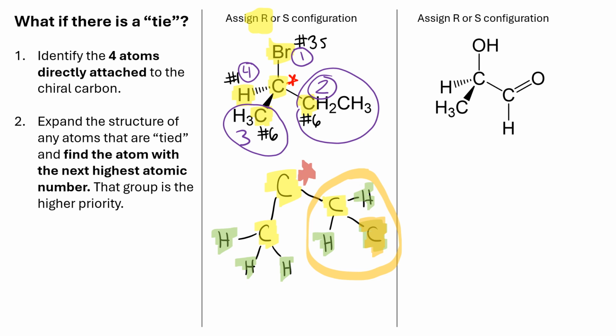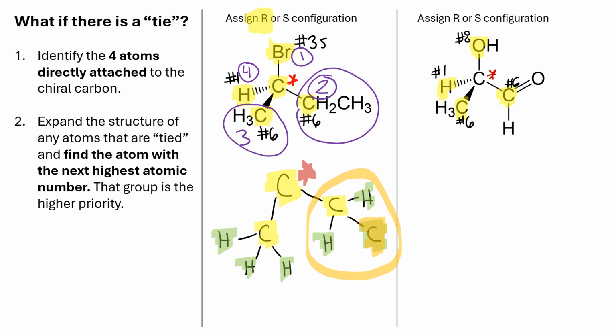Okay, where's our chiral carbon? Here. And then we'll highlight the 4 atoms of the 4 groups directly attached to that chiral carbon: oxygen, hydrogen, this carbon, and this carbon. We have the same problem again, that we've got a carbon and a carbon both. So when we assign the atomic numbers, we know oxygen is number 8, hydrogen has an atomic number of 1, carbon is 6, and this carbon also has an atomic number of 6. How do we make our choice? Well, we have to expand the structure out.